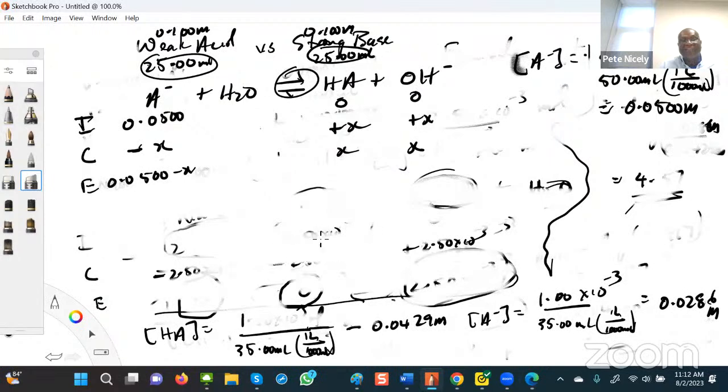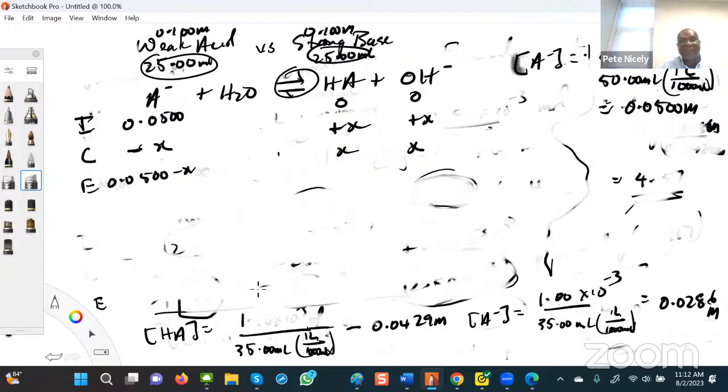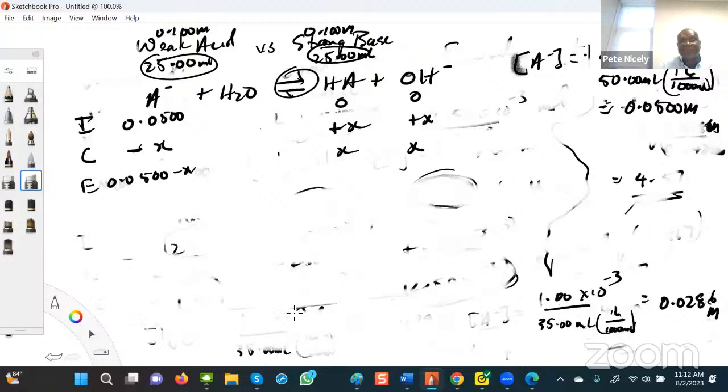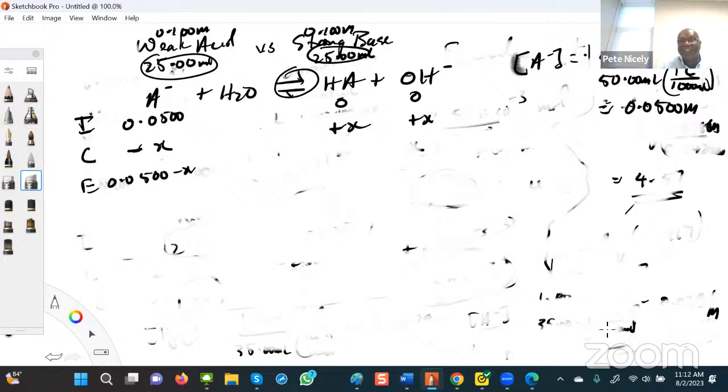Let me erase all this here. This eraser is not very clean. Oops. Oh, I'm erasing what I wrote down, which I'm going to need. Okay, so this is going to be plus x, I'm sorry, x and x, right?